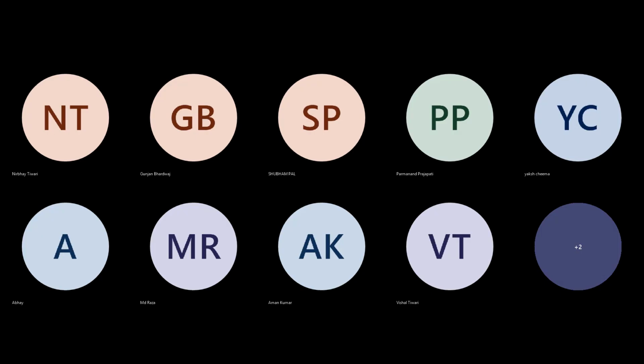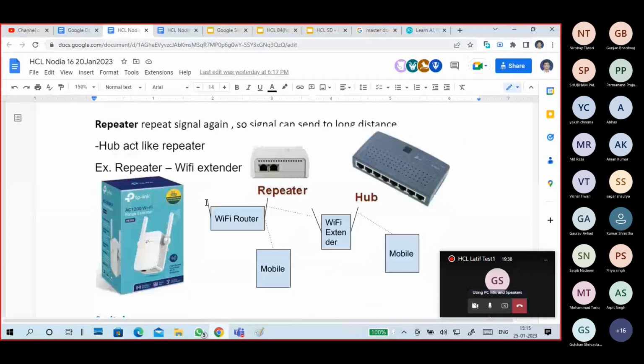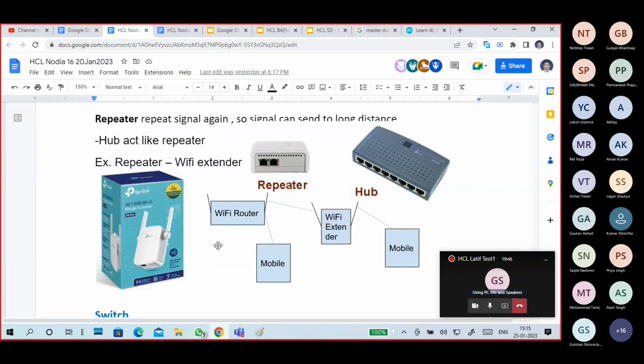Hub is an example of an OSI layer 1 physical layer device. Hub broadcasts the packets to every device in the network. Repeater repeats the signal, so we are able to communicate over longer distances. Another example of a repeater is a Wi-Fi extender.